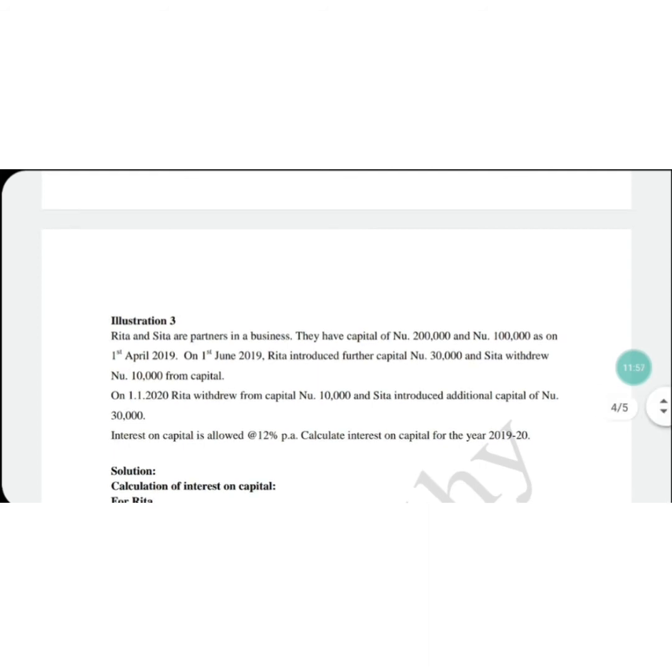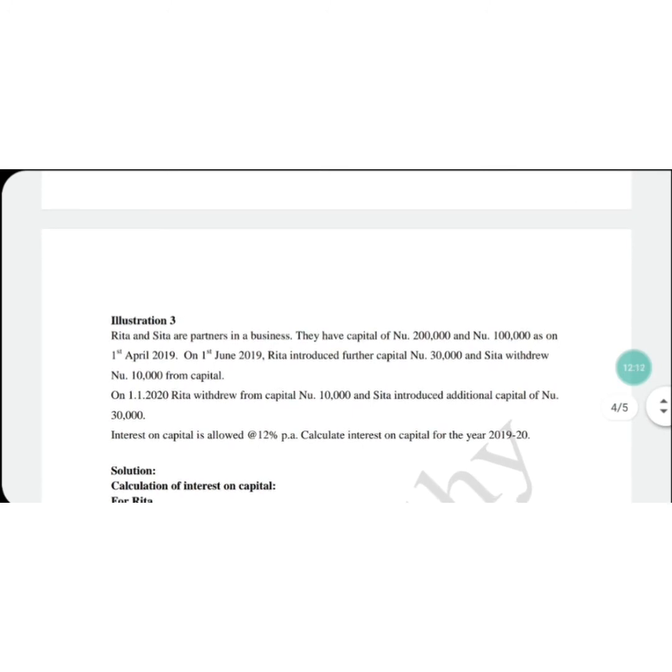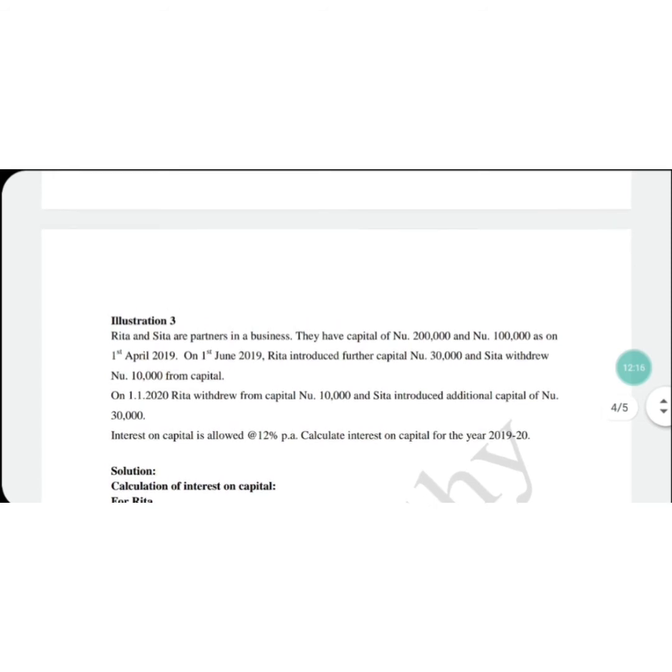Calculate the interest on capital for the year 2019-20. What you can know from this illustration is that both the partners have introduced capital and both the partners have withdrawn capital. So how to calculate the interest on capital in such situations? Calculation of interest on capital for Rita.